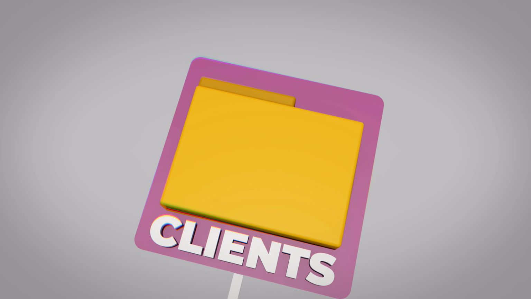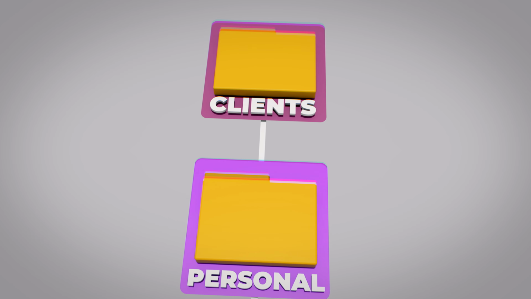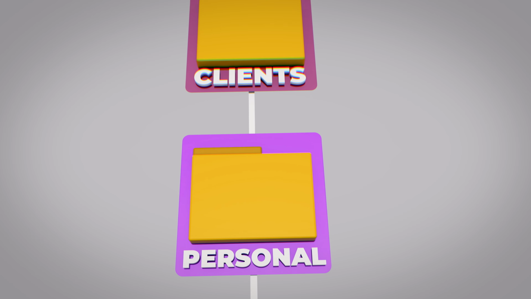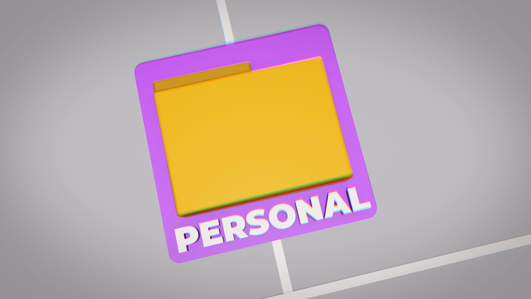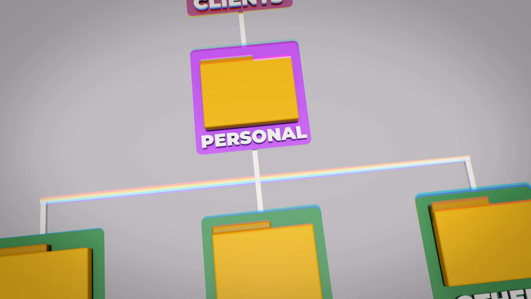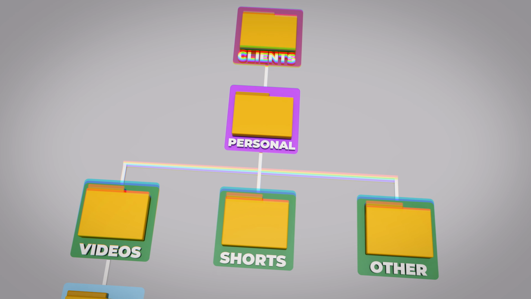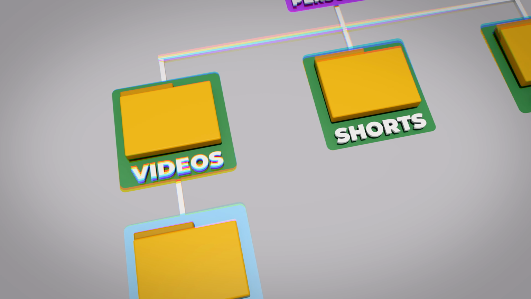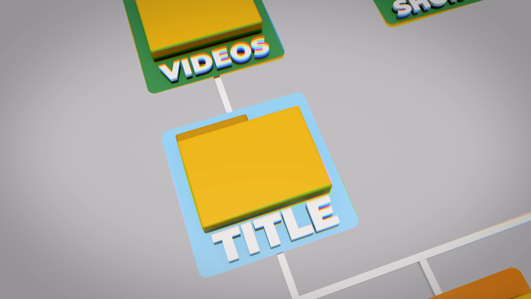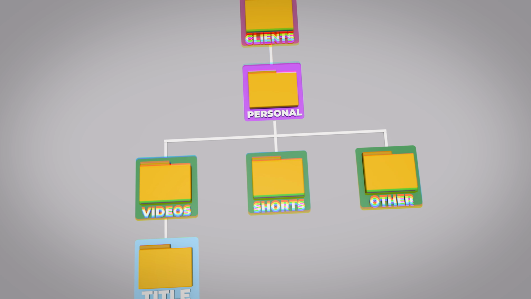Alright, here's how my drive is structured from the top level. Everything starts inside a clients folder. Inside that, each client gets their own folder. So for me, one of those is a personal folder for these videos on Dylan's projects. Inside personal, I separate by project type: videos, shorts, and any other content types depending on what the client needs. Inside each project type, every individual project gets its own folder named after the title of the topic of that video. Name it something simple, readable, and no weird abbreviations.